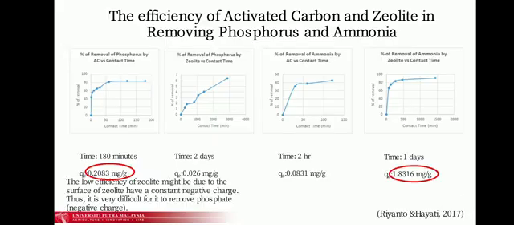Next is to discuss the efficiency of activated carbon and zeolite in removing phosphorus and ammonia. The amount of contaminant removed by adsorbent at different contact times was collected from journals and used to calculate the adsorption capacity. Results show that activated carbon has higher adsorption capacity to remove phosphorus. This might be due to the surface of zeolite having a constant negative charge. Thus, it is very difficult for it to remove phosphate, which is also negatively charged.